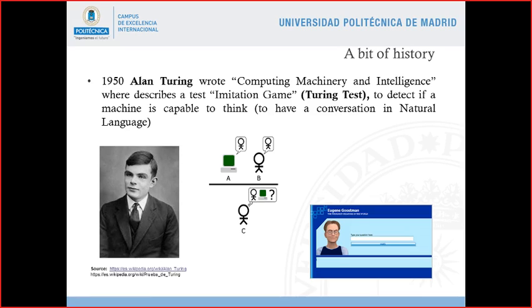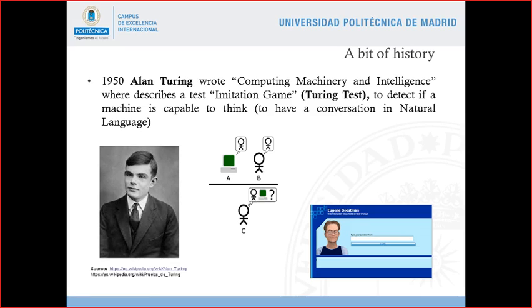The birth of natural language processing was in 1950, even though it is mentioned in some texts in the first decade of the 20th century. In 1950, Alan Turing wrote his paper Computing Machinery and Intelligence, where he describes a test called the imitation game, nowadays known as the Turing test.